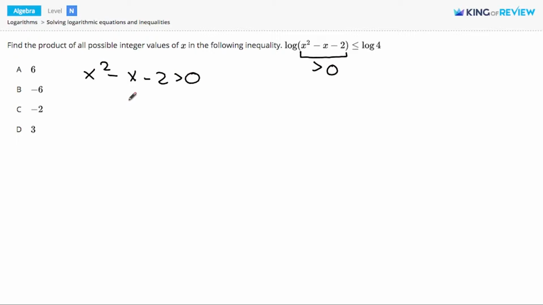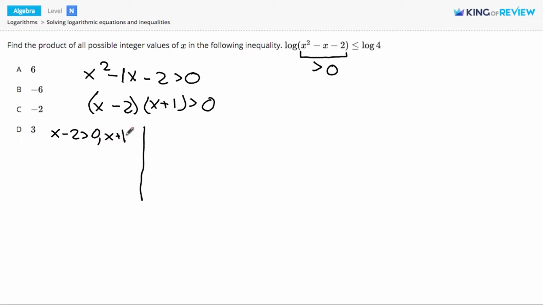To solve this inequality, the left side factors into x minus 2 and x plus 1, since negative 2 times 1 is negative 2, and negative 2 plus 1 is negative 1, the coefficient of x. If this product has to be positive, greater than 0, then one of two things must be the case. Either x minus 2 is positive and x plus 1 is also positive, or x minus 2 is negative and x plus 1 is also negative, so that they multiply to make a positive number.